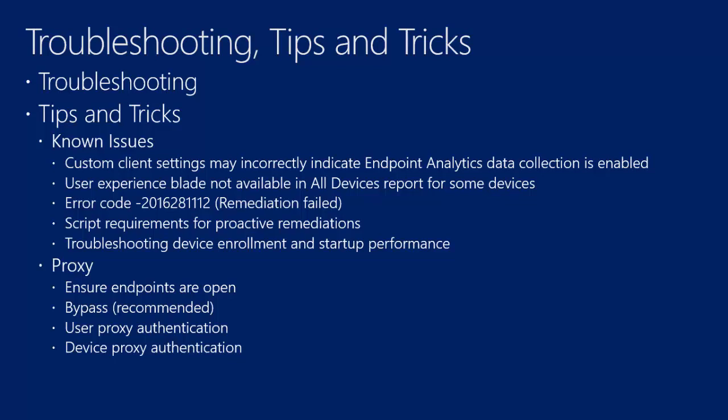Another one is user experience blade may not be available in all devices report for some devices. That might be if the device is co-managed. Devices enrolled only via Intune or only via ConfigMgr are not affected, but if they are co-managed, it could be. The workaround: the user experience blade is available for all devices, including co-managed, within the Endpoint Analytics solution. If you navigate to startup performance, device performance, and then click to drill down into the device, then you can get around that, right?